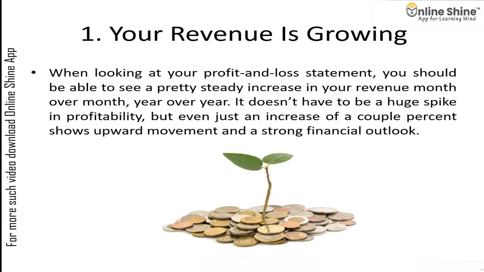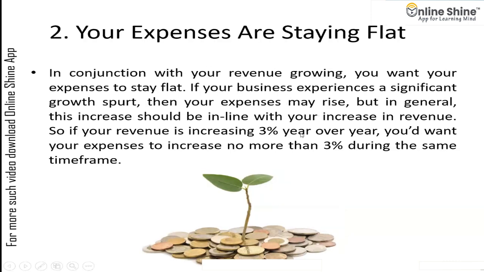And usually, according to financial accounting year, the quarters are Jan, Feb, March, first quarter, or the first quarter can start from 1st April. So April, May, June, and then July, August, September can be the second quarter. October, November, December is the third quarter. And then again, Jan, Feb, March is the fourth quarter. So increase in this couple of percentage shows upward movement and a strong financial outlook.